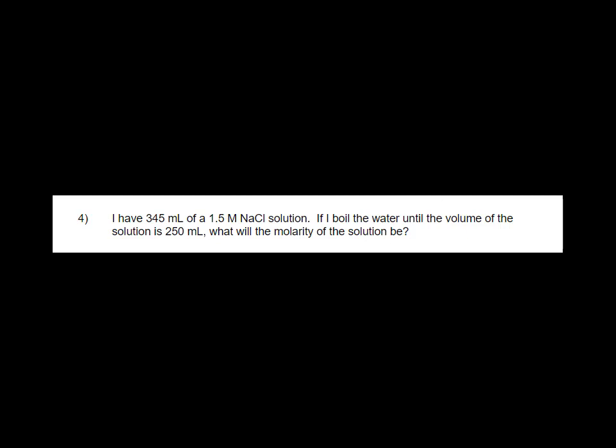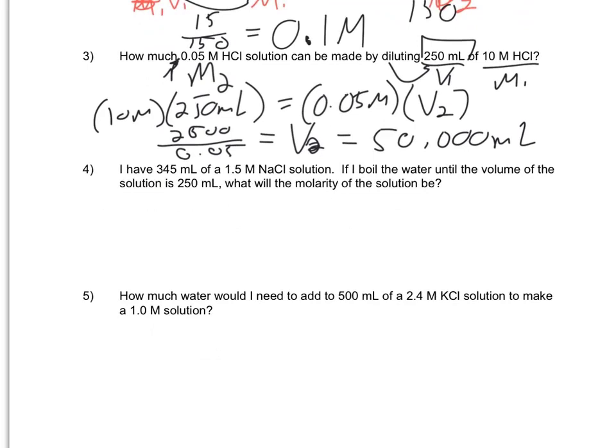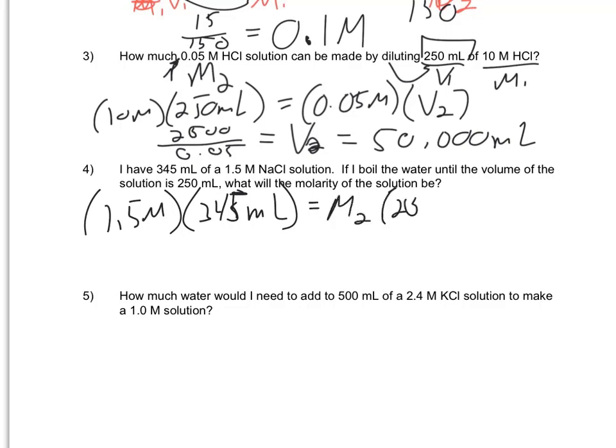I have 345 milliliters of 1.5 molar solution. If I boil the water till the volume is 250 milliliters, what will the final molarity of the solution be? Alright, that tells you right away, this is our starting point. We have 1.5 molar solution, we have 345 milliliters of it, so there's our starting volume and starting concentration. If I boil the water down to a volume of 250 milliliters, what will the new concentration be?